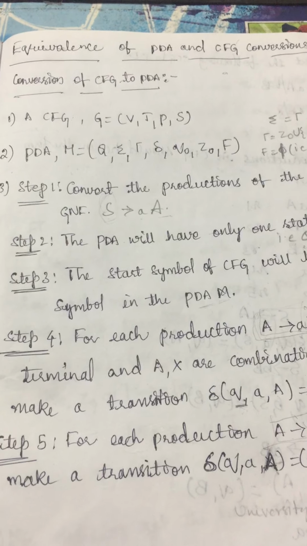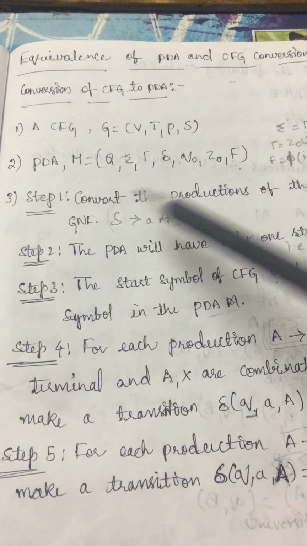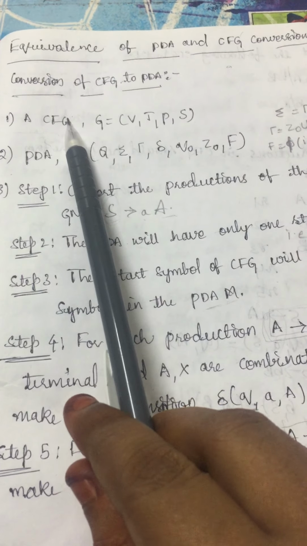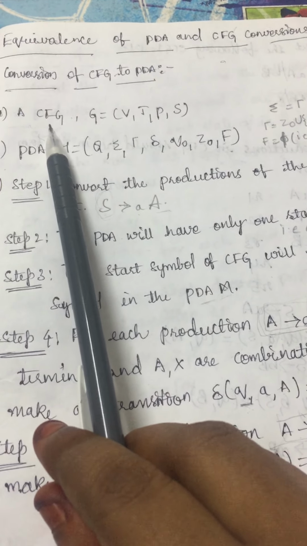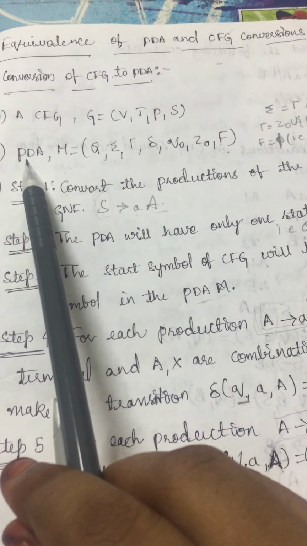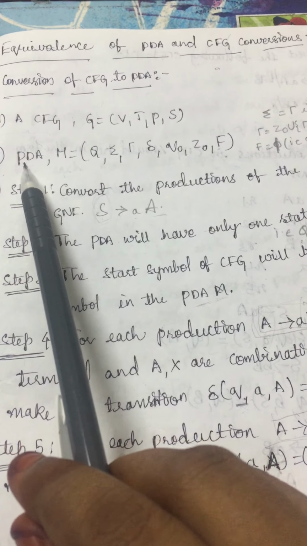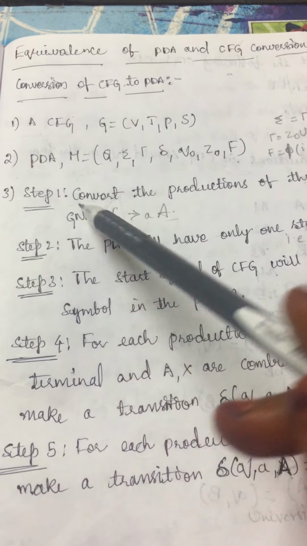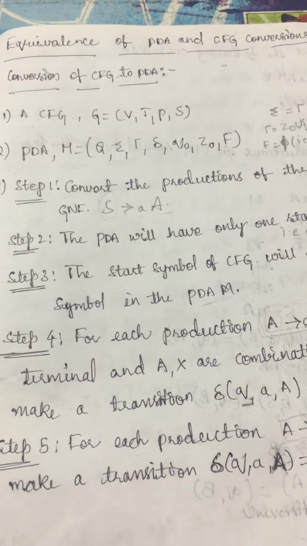Let us see the algorithm for that. First we are going to discuss about conversion of CFG to PDA. Here the input is a CFG and the output is PDA. And in order to obtain this output PDA, we need to follow 5 steps.